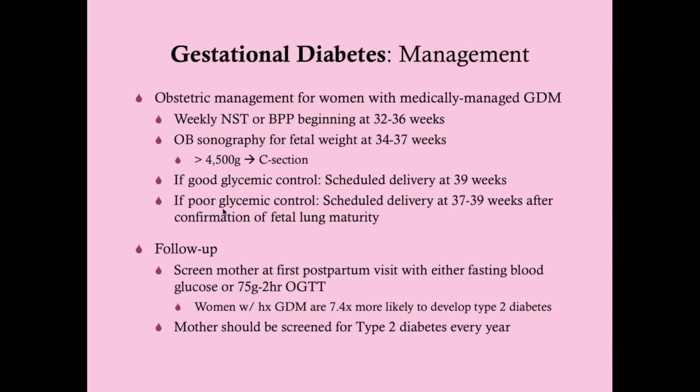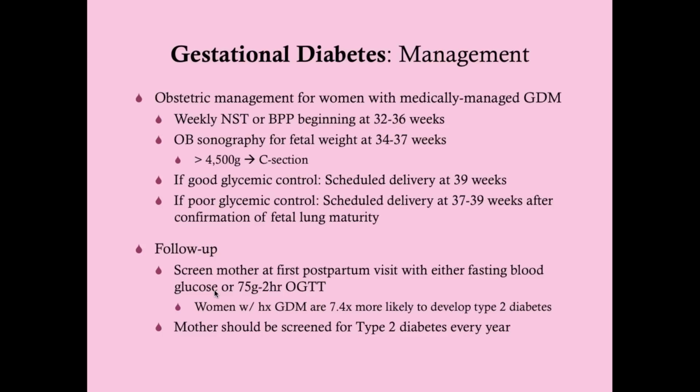So we do a scheduled delivery at 39 weeks if there's good glycemic control. If the glycemic control, however, has been poor, then we can schedule the delivery at 37 to 39 weeks, but we need to first do an amniocentesis to confirm fetal lung maturity. The follow-up is very important, and so at the first postpartum visit, we're going to screen the mother using a 75-gram 2-hour oral glucose tolerance test or a fasting blood glucose level.